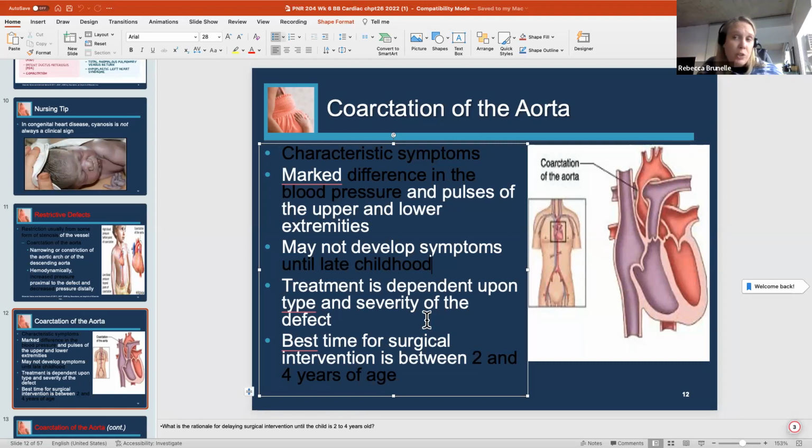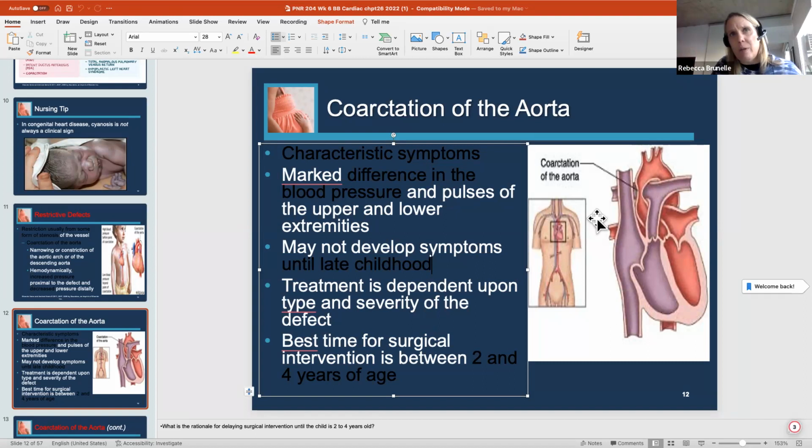Do you think their blood pressure is normal? Do you think it might be different? If you have a hard time getting blood out from your heart to your body, how could that affect your blood pressure? Probably gonna be low. All right, very good. So specifically, it's lower in your legs than in your arms. So there's a blood pressure discrepancy.